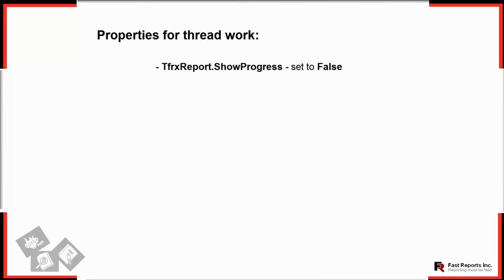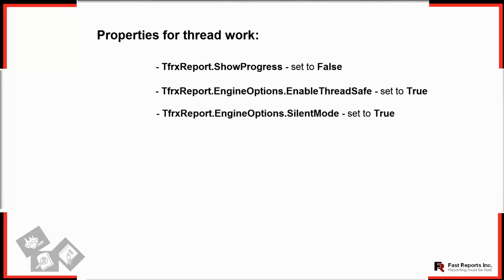For this, FastReport has a set of properties. Let's have a closer look at these properties. First of all, we have to disable user interface elements and set FastReport ShowProgress property to false. After that FastReport should know that it's working inside a thread. For this we can set FastReport EngineOptions.EnableThreadSafe to true. This disables any process messages synchronization and sets the report component to work in a thread.